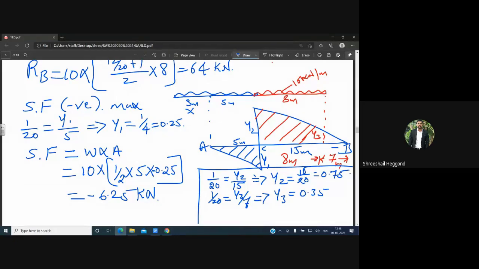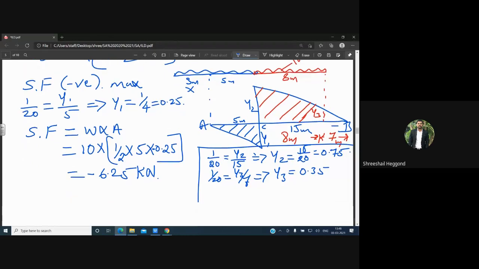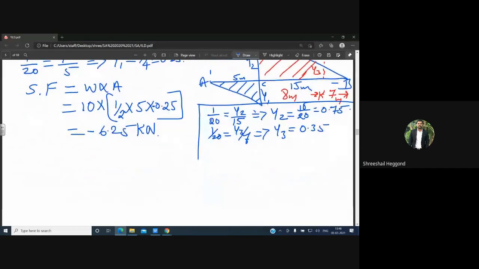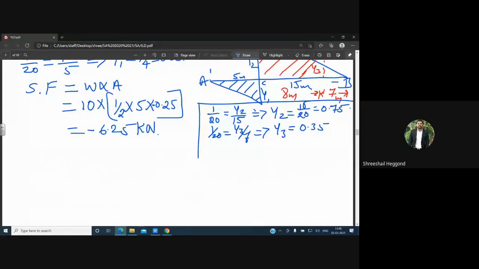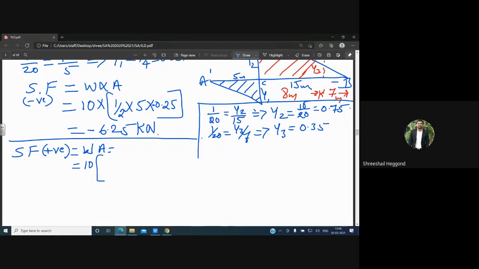Y3 and Y2 are calculated, then we can calculate the shear force. That can be given as this is negative shear force. Next, positive shear force can be calculated as W into A. That can be given as W is 10 kilonewton into area.